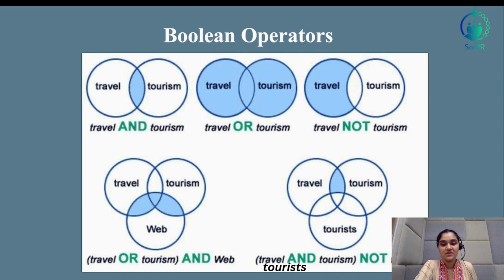And then the last example that we have is where we want travel and tourism, but we don't want the word tourist in our data, right? So again, three elements. You take the two elements which you both want, you put it in a bracket, and then the thing that you don't want, you put NOT and then that term.